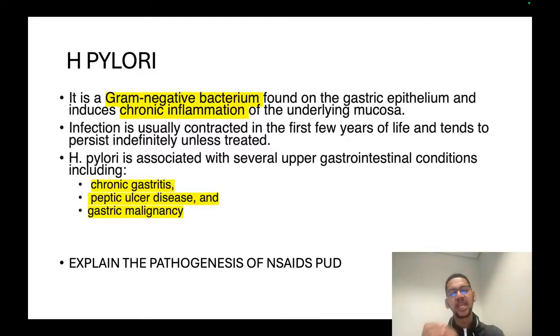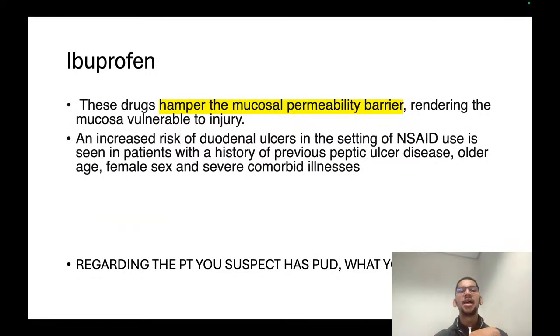Moving on to the second most common cause of peptic ulcer disease, which is NSAIDs. What is the pathogenesis of NSAIDs, specifically looking at Brufen as an example? These drugs hamper the mucosal permeability barrier, rendering the mucosa vulnerable to injury. An increased risk of ulcers in the setting of NSAID use is seen in patients with a history of previous peptic ulcer disease, older age, so older patients, females, as well as patients with severe comorbid illnesses.